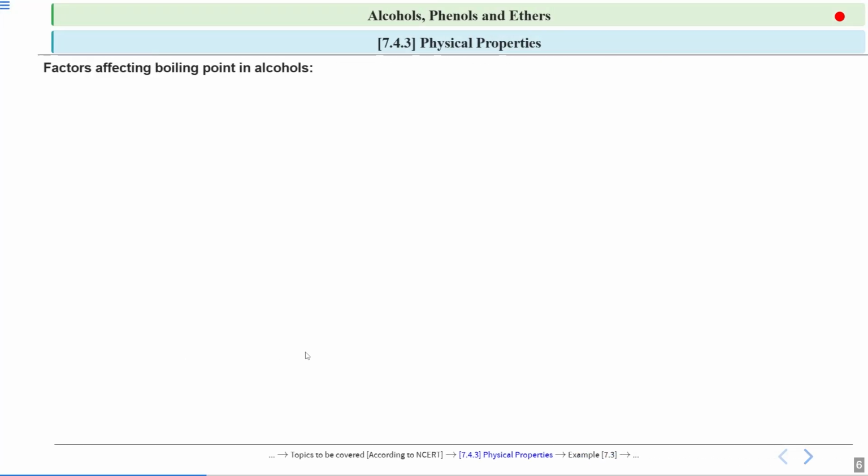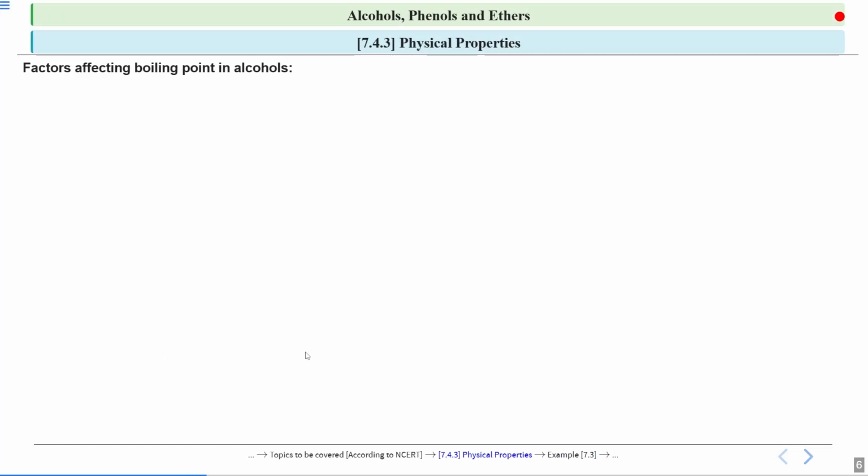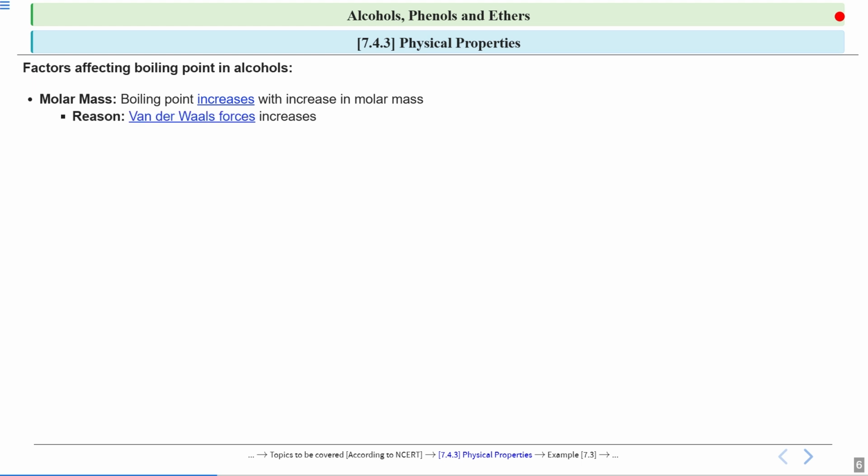Now let's move forward. Now we will see the factors that affect the boiling point in alcohols. The first factor is the molar mass. The trend is that the boiling point increases with the increase in molar mass. If the molar mass is increasing, your boiling point will also increase. This is because the van der Waals force increases. When your molar mass is increasing, your electron cloud becomes bigger.